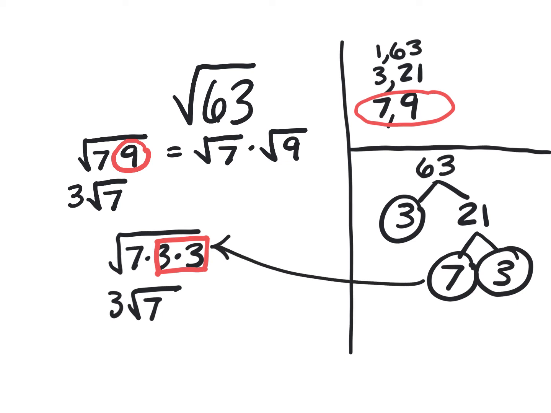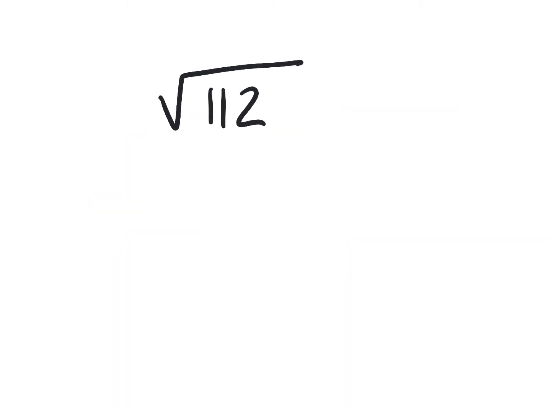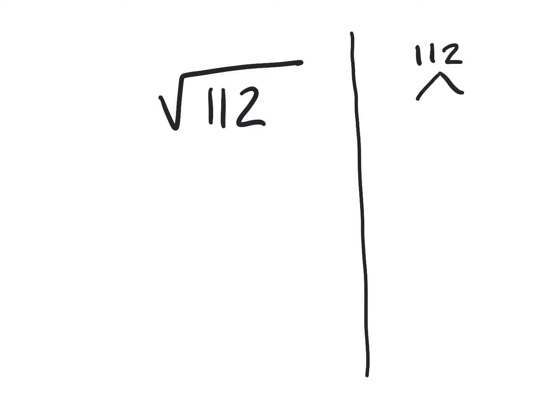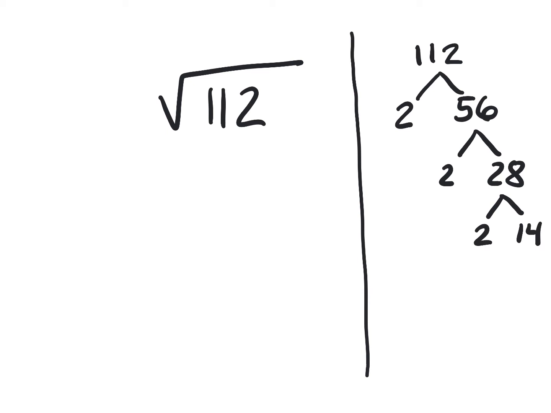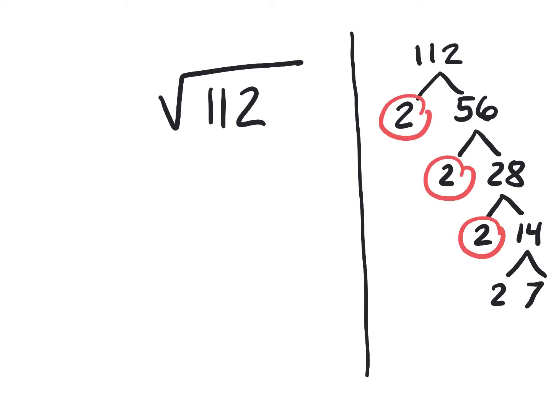Let's look at another one, 112. Again, the calculator will be super useful for you, but I'm just going to go straight to the factor tree. I'll start by keeping it simple and saying 112 divided by 2 gives me 56. So 2 and 56. And then I know 56 divided by 2 gives me 28. And I know 28 divided by 2 gives me 14. And I know 14 divided by 2 gives me 7. So now my prime factorization of 112 is 2 times 2 times 2 times 2 times 7.